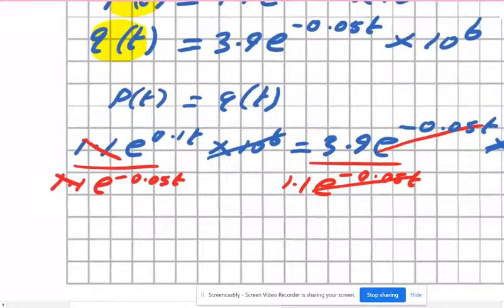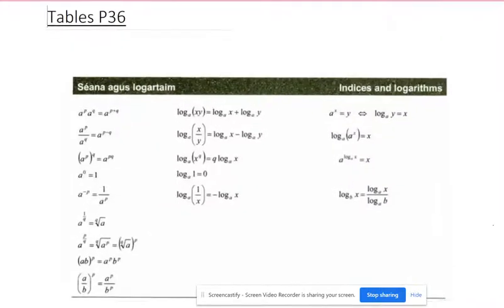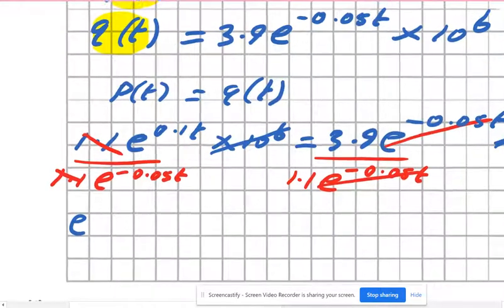So now you have e to the power of, and you have e to the power of, there's two powers divided by each other, and the rule for that is you subtract the powers. If you go to your tables, there's a rule for that basically. We can see it down here in your tables on page 36. When you're dividing two numbers, the powers subtract. So that's what we're using. So you can subtract those two powers.